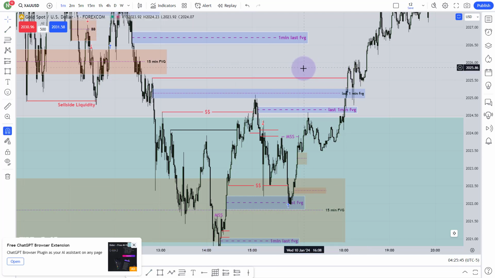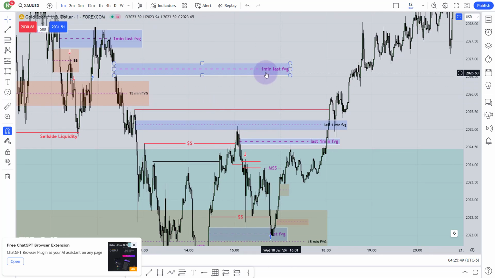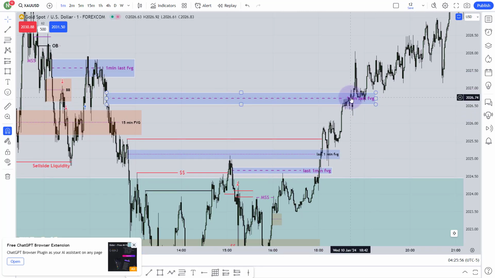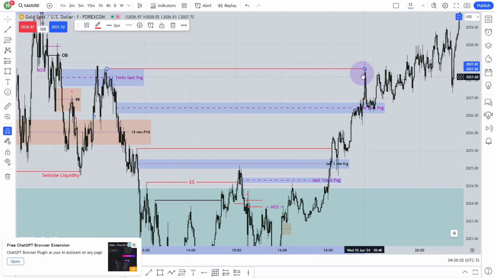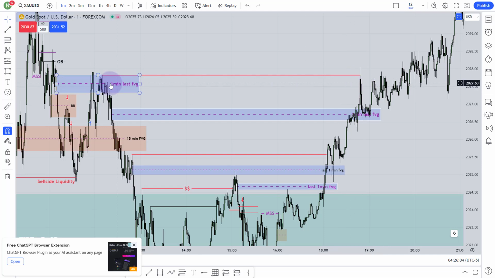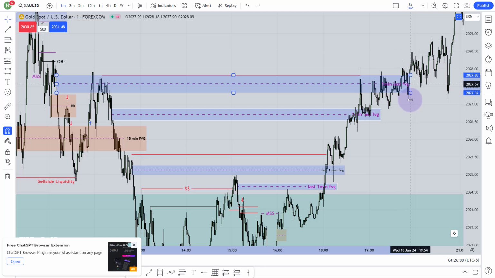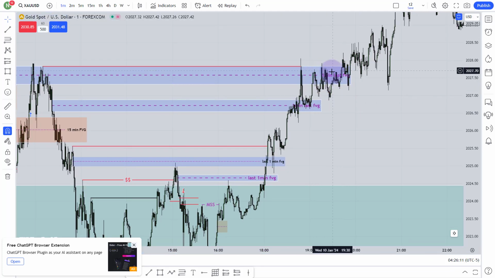The same thing, when this is taken, what is your last fair value gap from that leg? This is your last 1 minute fair value gap. If it failed to hold the price, this high will be your target. There is another obvious high, that is your obvious high. So that high will be your target. When it reaches over there, this is your 1 minute last fair value gap. You will observe whether this one can hold it or not.